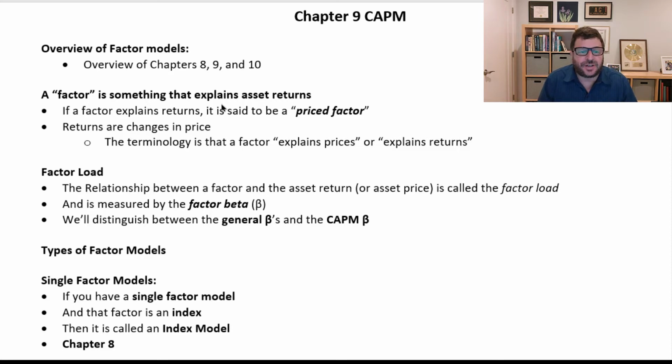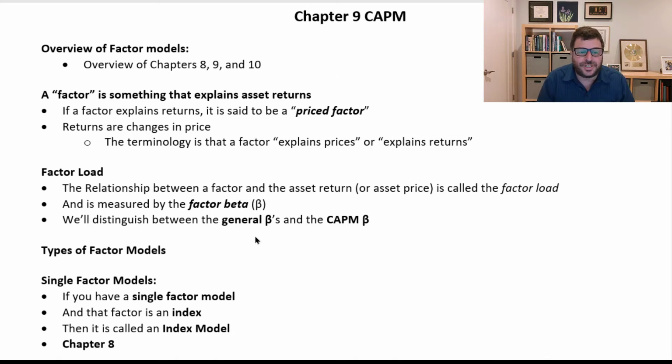So a factor is something that explains asset returns. If a factor explains returns, it's said to be a priced factor. And we'll look at statistically how we can determine whether or not there actually is a relationship. Since returns are changes in prices, the terminology is that a factor explains prices or it's a priced factor, but really we mean it explains returns, which is the change in price.